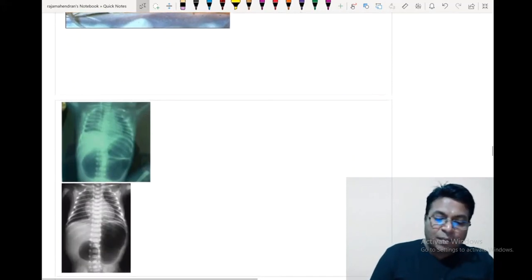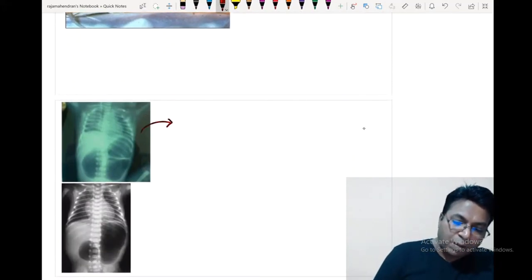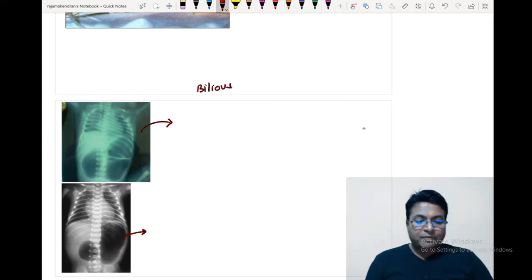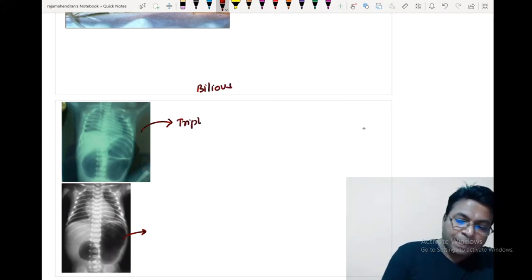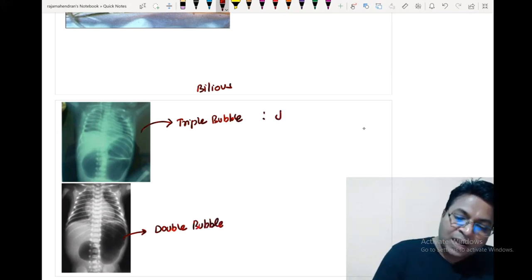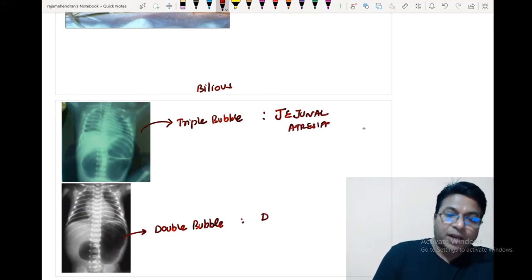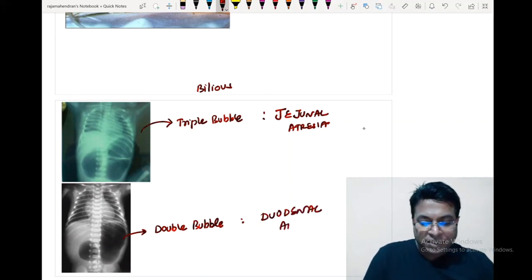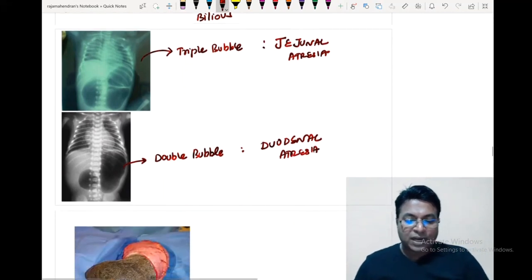If there is bilious vomiting, you should think of these two problems. What are these problems? Bilious vomiting in a newborn baby. The first one is having triple bubble. The second one is having double bubble. So the first one is having triple bubble appearance, and the second one is having double bubble appearance. This is a picture of jejunal atresia. The second one is a picture of duodenal atresia. Please don't forget these pictures. These are very classical radiology images you can get in the exam.